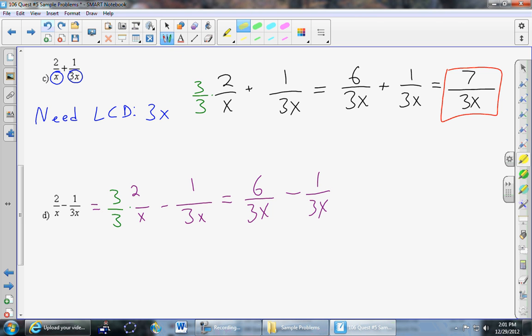So of course, we get the same fractions we got before. You can see the 6 over 3x here is the same as the 6 over 3x there. And then 1 over 3x never moved in either problem. And we just subtract upstairs because they have the same denominator. 5 over 3x. Reduce if you can, but you can't. So we're done.